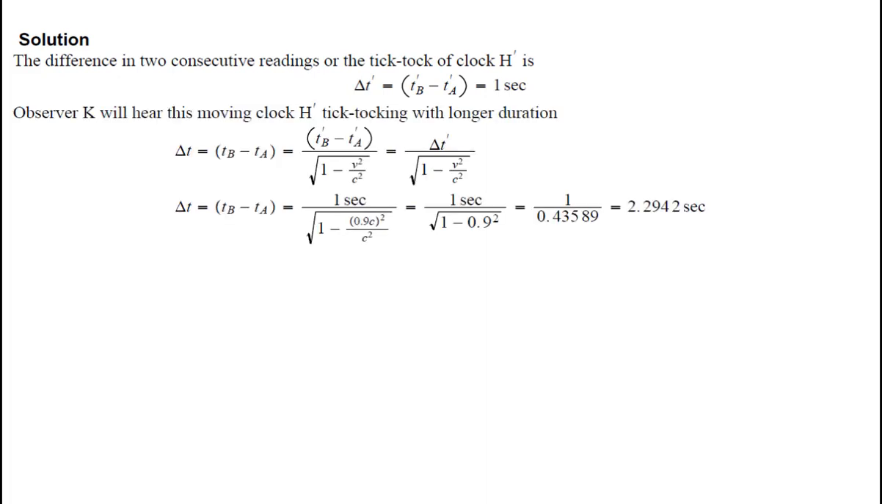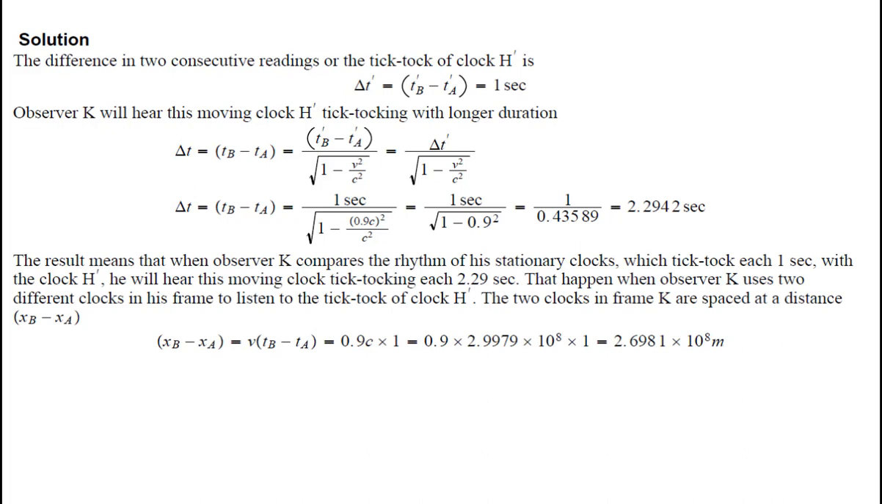Observer k will hear this moving clock h prime tick-tocking with longer duration. Delta t can be computed by substituting v equals 0.9 c in the formula of delta t. We obtain delta t equals 2.29 seconds. The result means that when observer k compares the rhythm of his stationary clocks, which tick-tock each 1 second, with the clock h prime, he will hear this moving clock tick-tocking each 2.29 seconds. Hence, a moving clock will tick-tock slower than a stationary clock, or the tick-tock of a moving clock will dilate in comparison with a stationary clock.